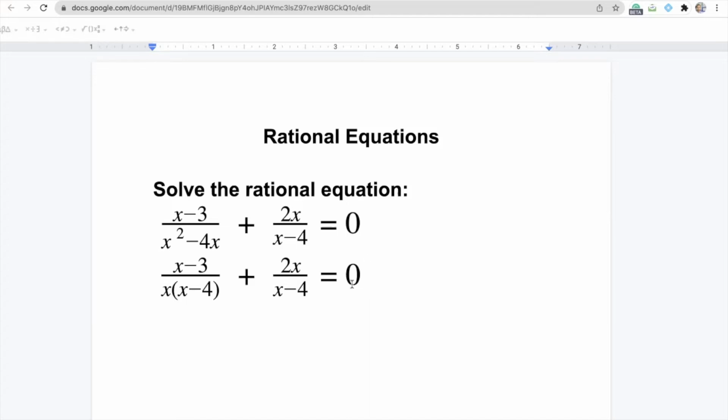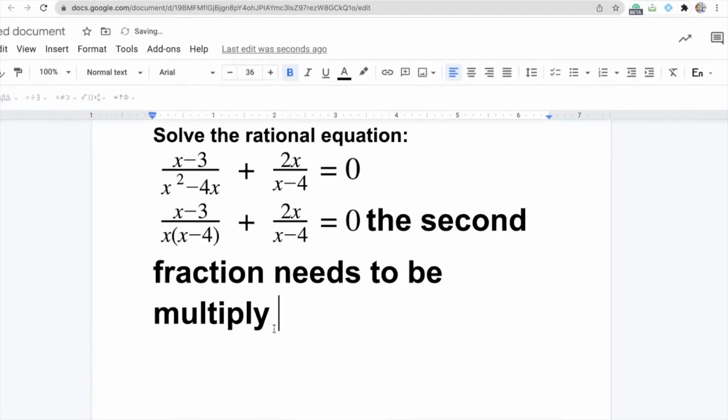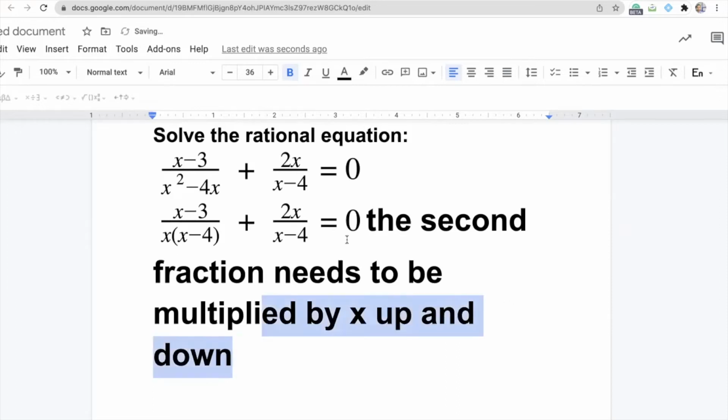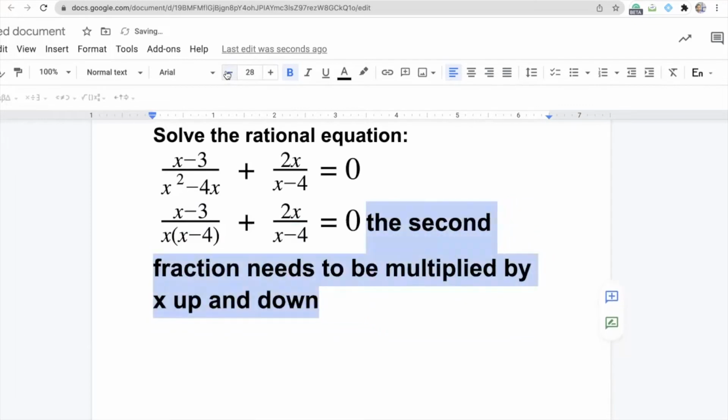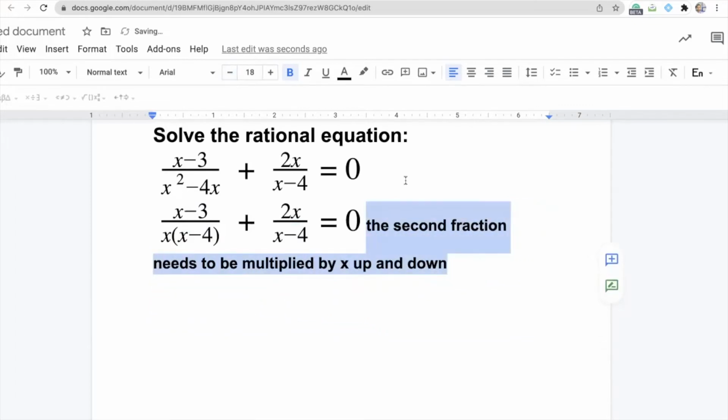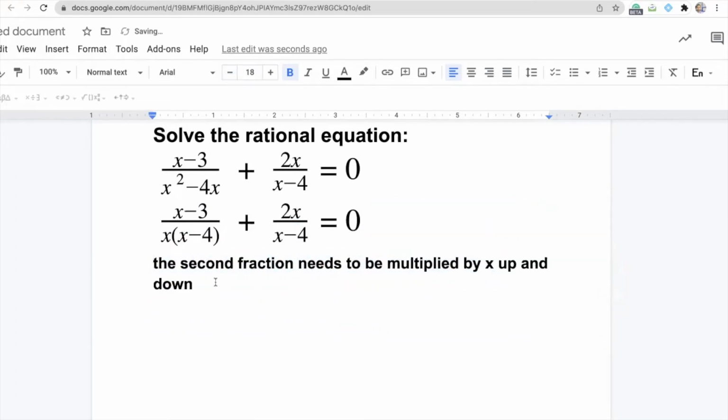With a little difference, which is the second fraction needs to be multiplied by x up and down. So I will do it here, multiplied by x up and down. Always you multiply up and down. Don't just multiply the denominator. That's wrong. You should multiply both of them up and down. This is the way to make them have the same denominator.